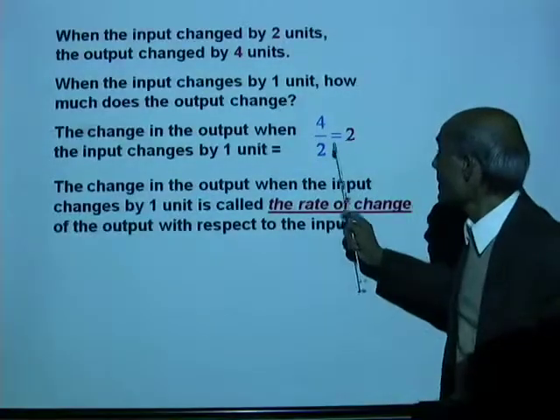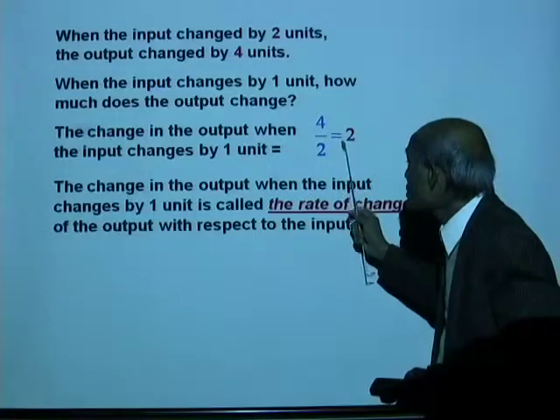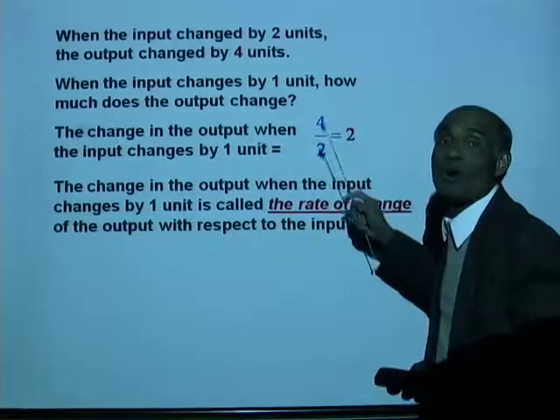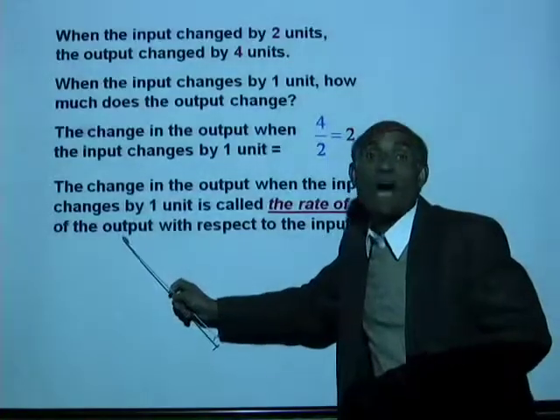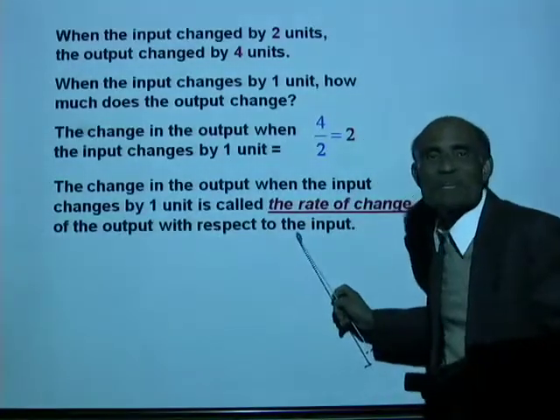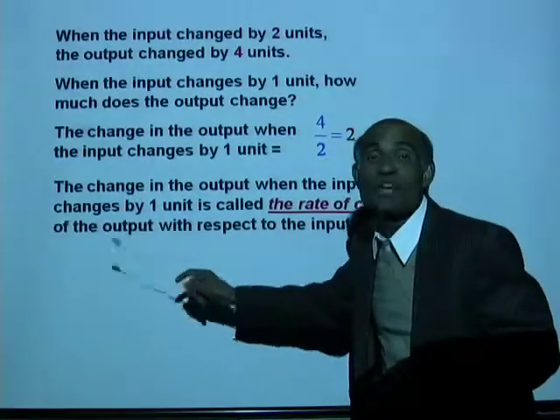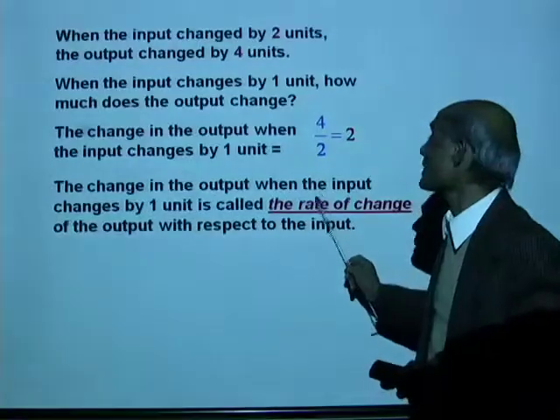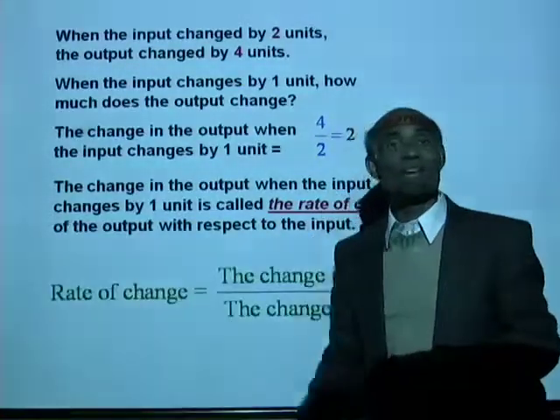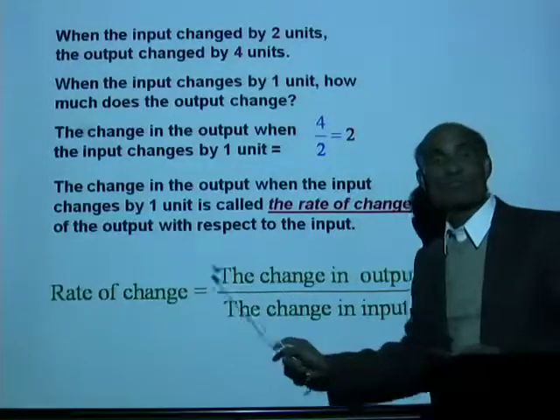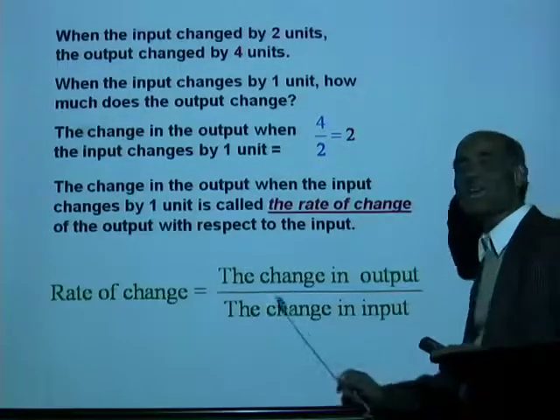In this case, every time the girl walks 1 more kilometer, she takes 2 more dollars. So that is called the rate of change of the output with respect to the input. When the input changes by 1 unit, the output changes by how much? That is the rate of change of the output with respect to the input. And we write it like this. Rate of change is change in output divided by the change in the input.